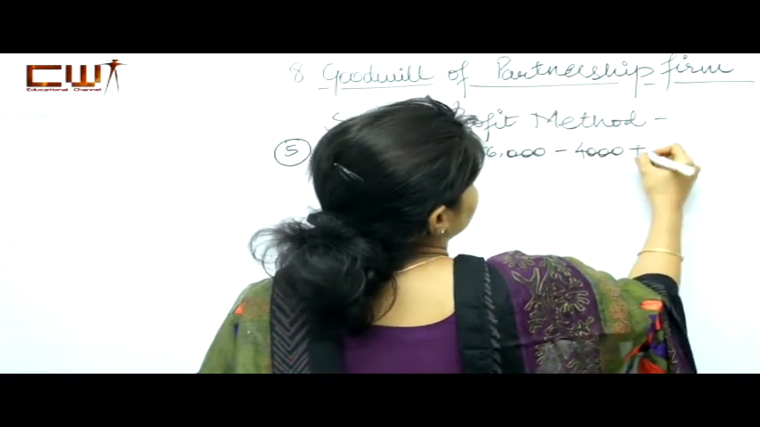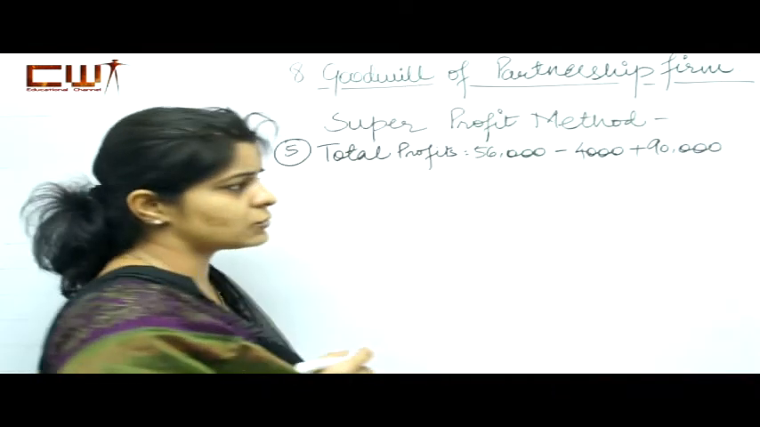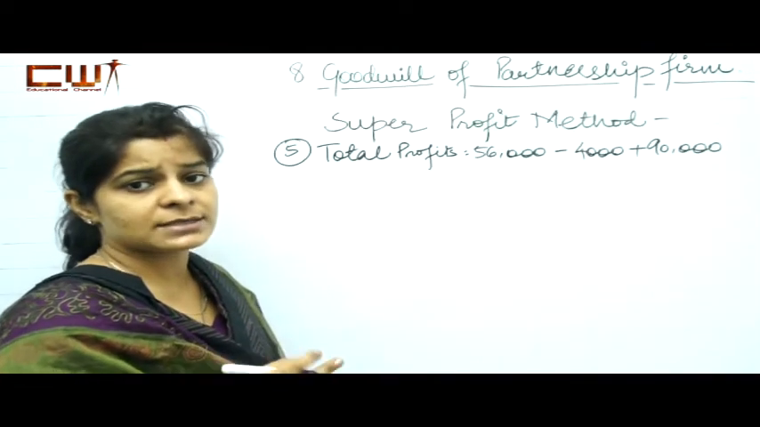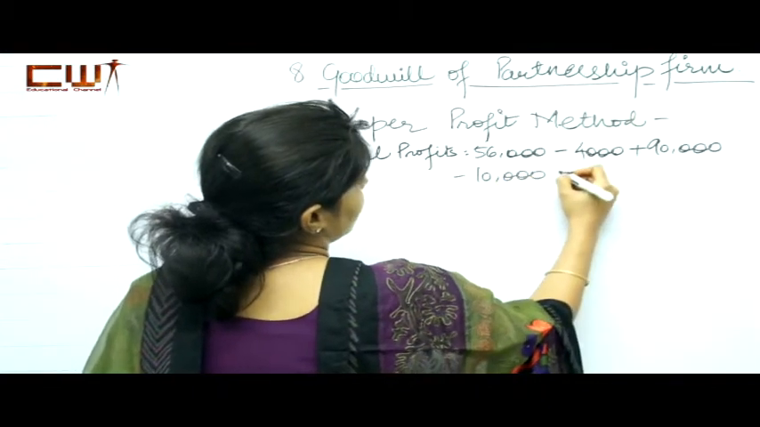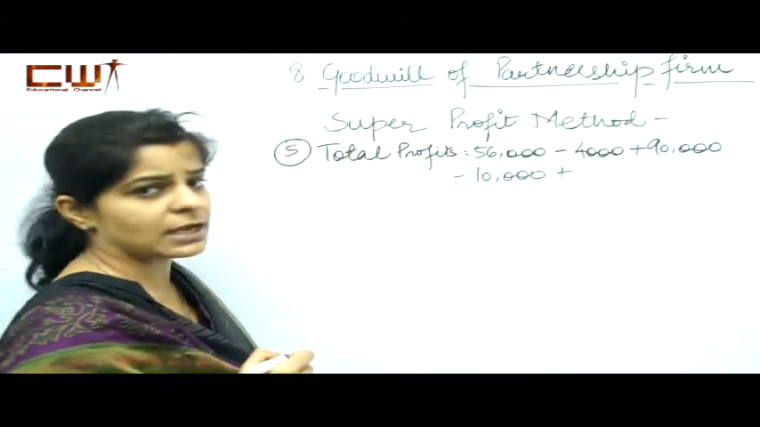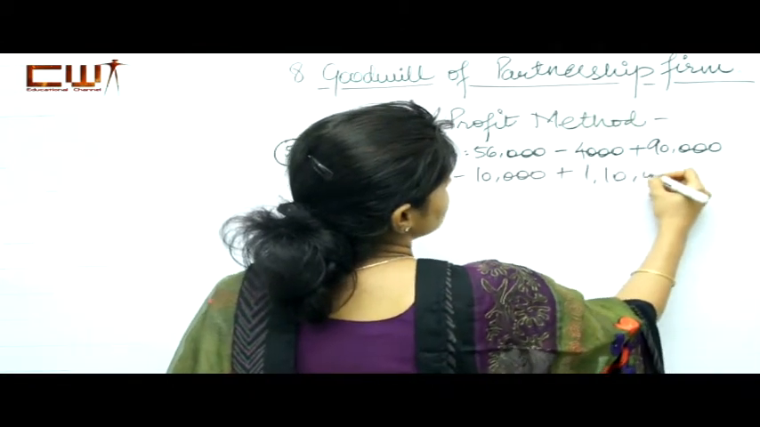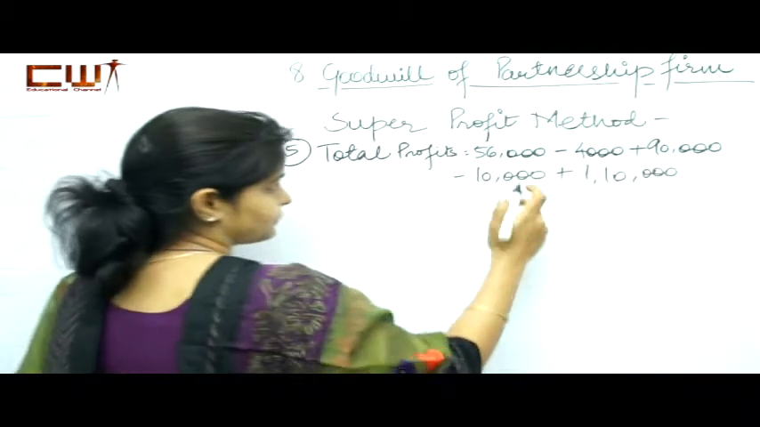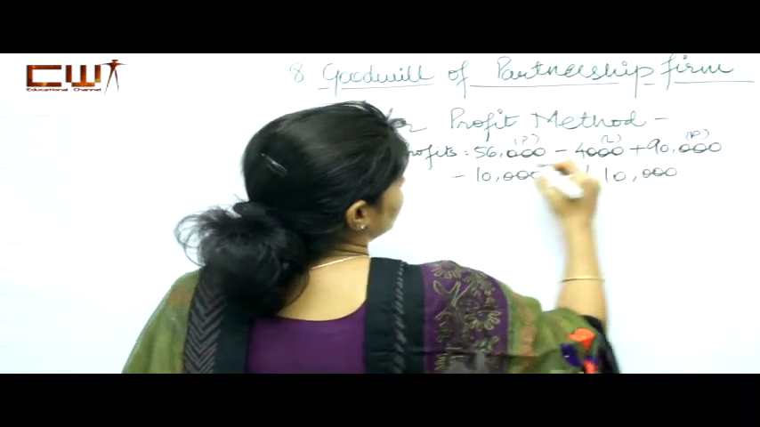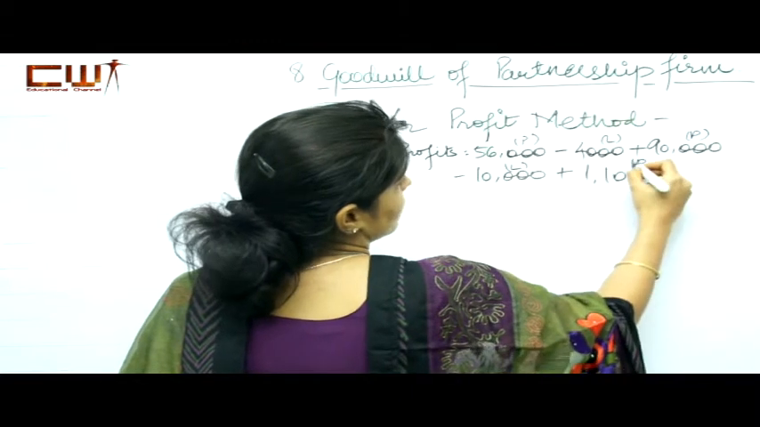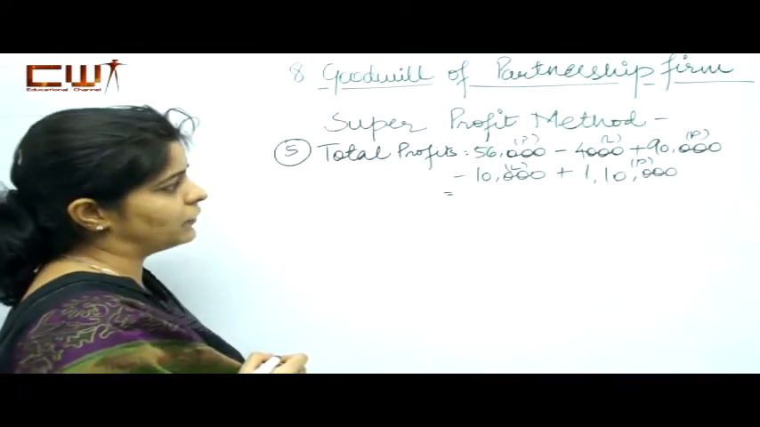Third year there is again a profit of 90,000, right? Fourth year there is a loss of 10,000, so subtract it. Next year, that is the last year, they have given a profit of 1,10,000, so add it. Profit, loss, profit, loss, profit. Right? So this is how you will get the total profits.